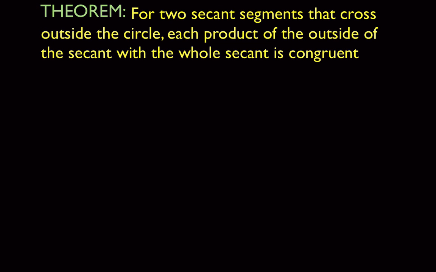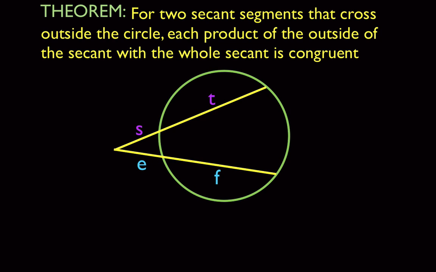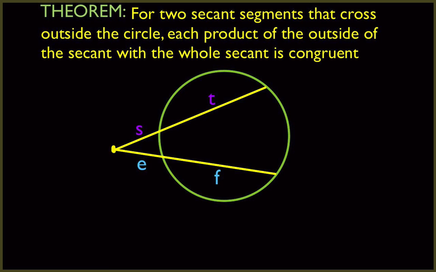All right, so the theorem says for two secant segments that cross outside the circle, okay, so again, it's called a secant segment because it's not a line, it stops, like the picture right here. So they're segments, they're not lines. They cross outside the circle, meaning they cross at this point right here. Each product of the outside of the secant with the whole secant segment is congruent.